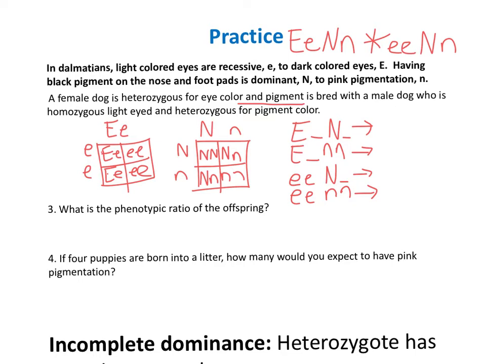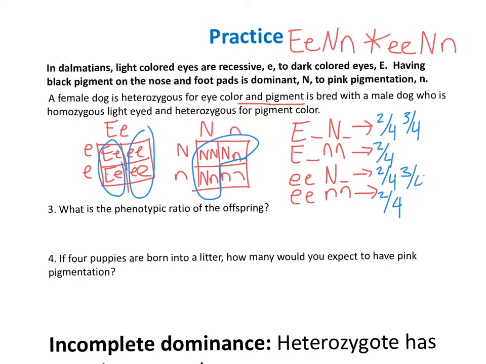So how many are going to be dominant would be 2 out of 4. How many are recessive for E would be 2 out of 4. How many will be dominant for N is 3 out of 4. And how many are recessive for N is 1 out of 4. So I'm now ready to multiply and solve.